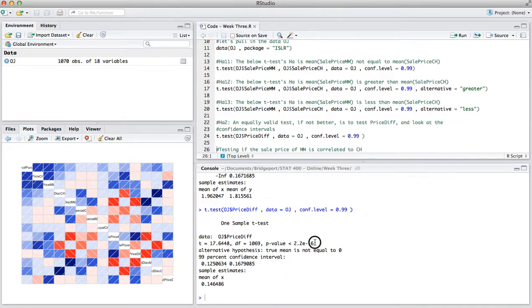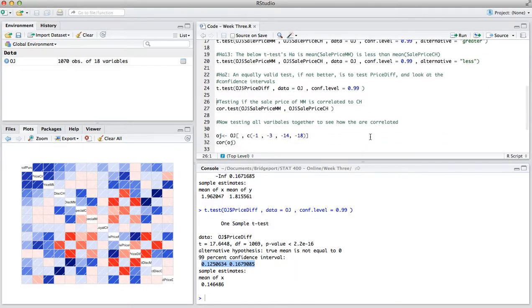It gives me a very small p-value, so I reject the null hypothesis and retain the alternative that the mean is not equal to 0. And I am 99% sure that the difference between Minute Maid and Citrus Hill is between 12.5 and 16.7 cents.